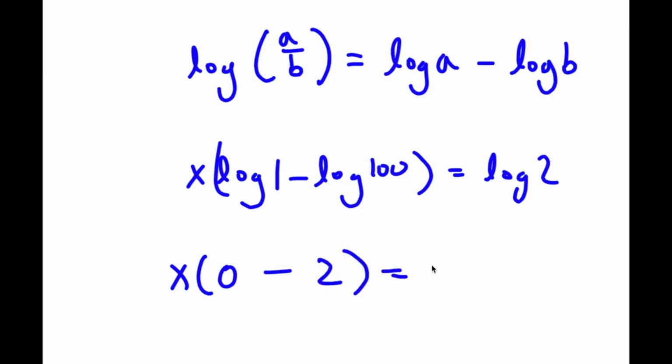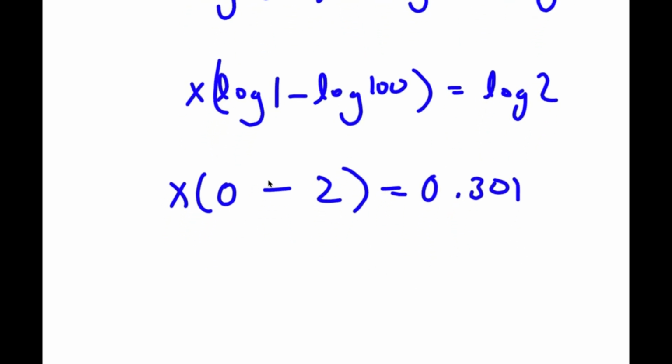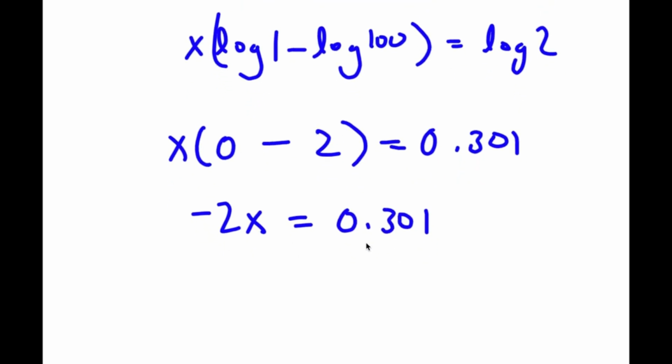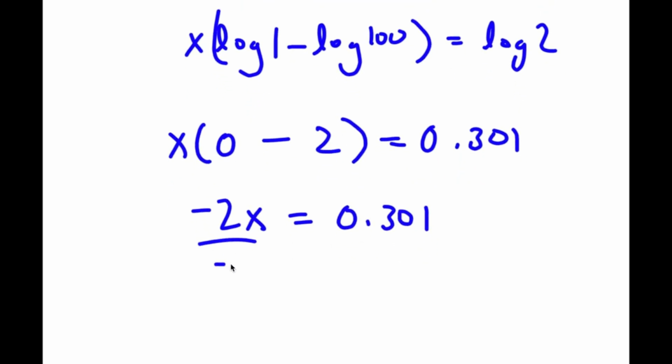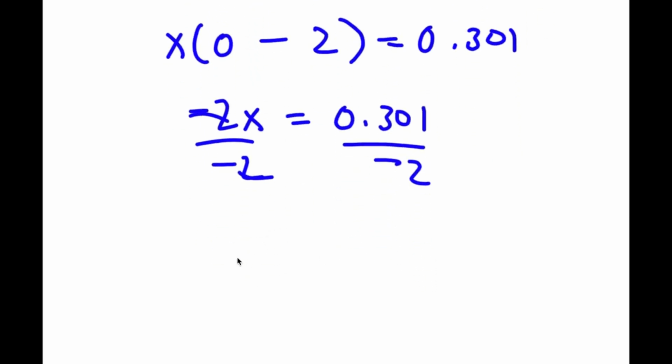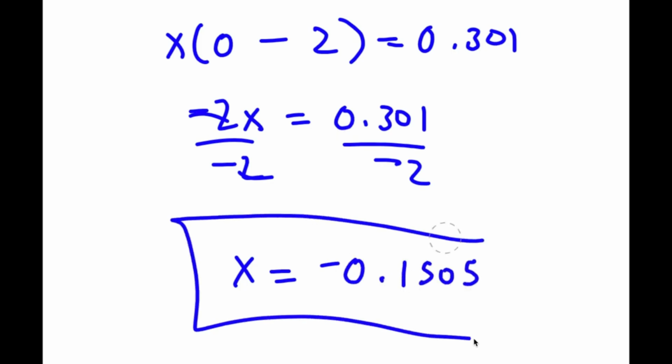That's equal to approximately 0.301. Now 0 minus 2 is negative 2, so I have negative 2 times x is equal to 0.301. And now I'm going to go ahead and divide both sides by negative 2. So these two cancel out, and I'm left with x is equal to 0.301 over negative 2, which is equal to negative 0.1505. So this is my answer.